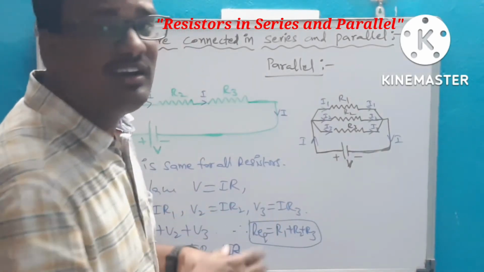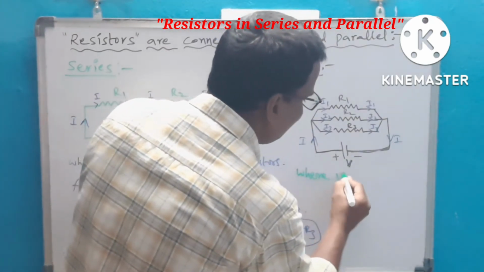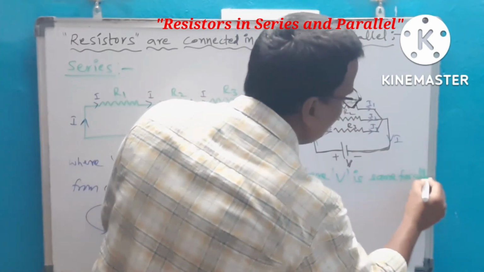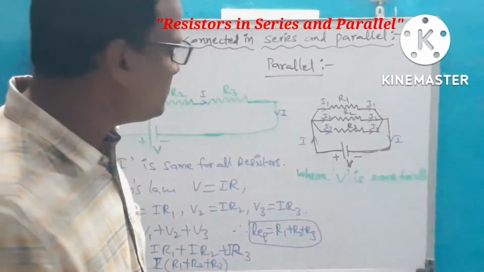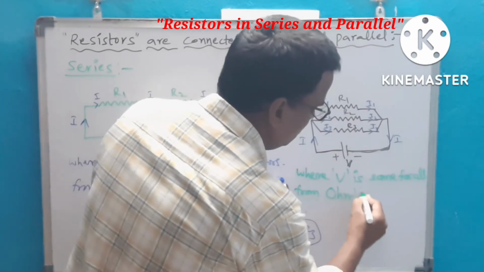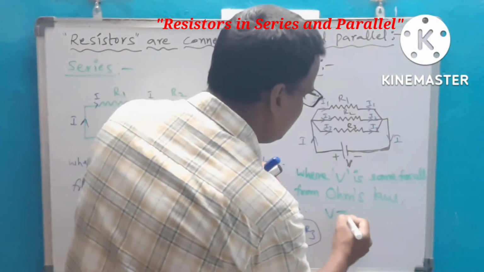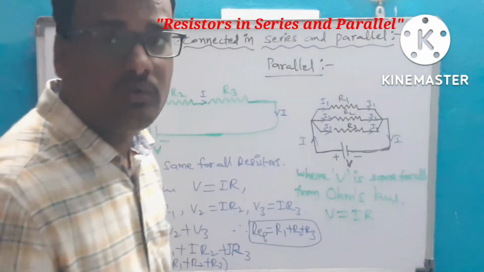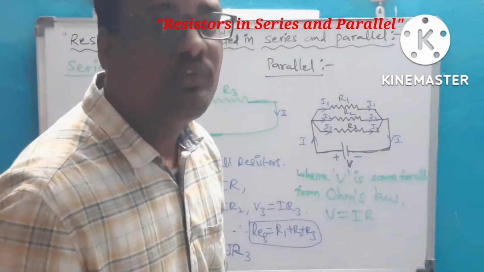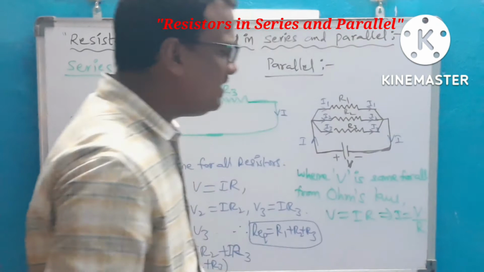So which quantity is the same? The potential. Potential is the same for all. Now, according to Ohm's law, we can write V equal to IR. From this, I equal to V by R.